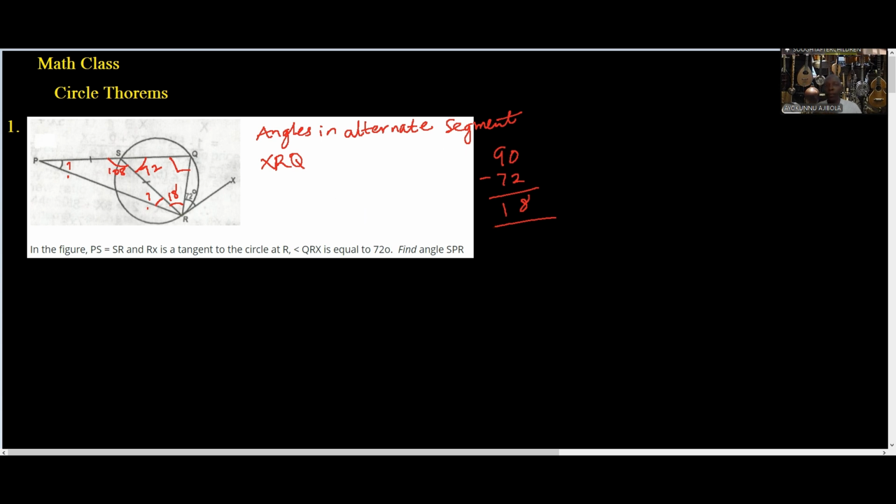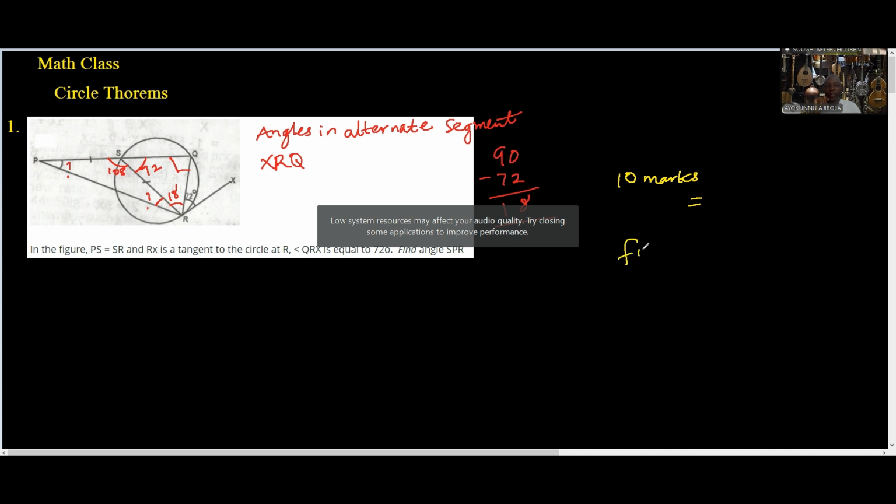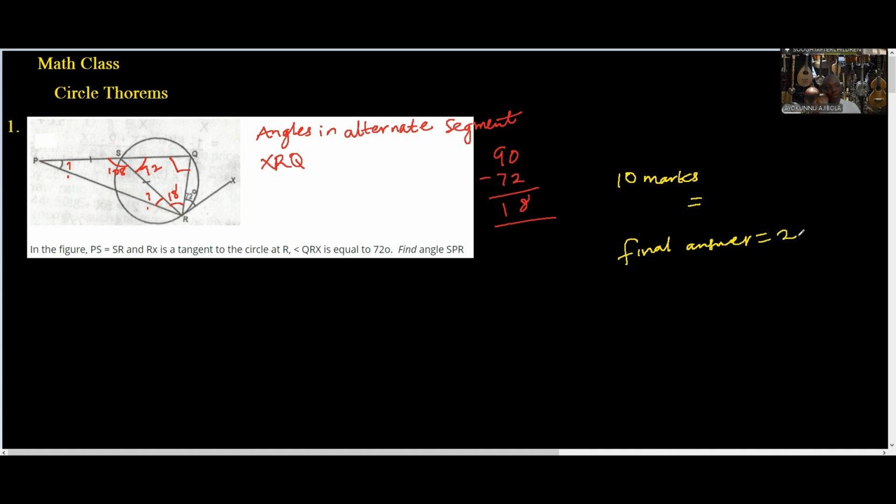Hold on. Hold on. If there are 10 marks for this question, with your explanation, you get the final answer. The final answer will be maybe 2 marks, and the steps might carry 8 marks from beginning to the end. The final answer being correct is going to give you 2, but the whole explanation isn't correct.